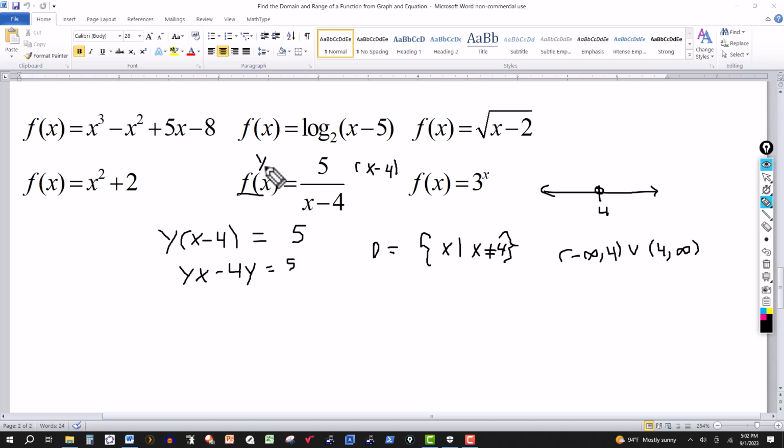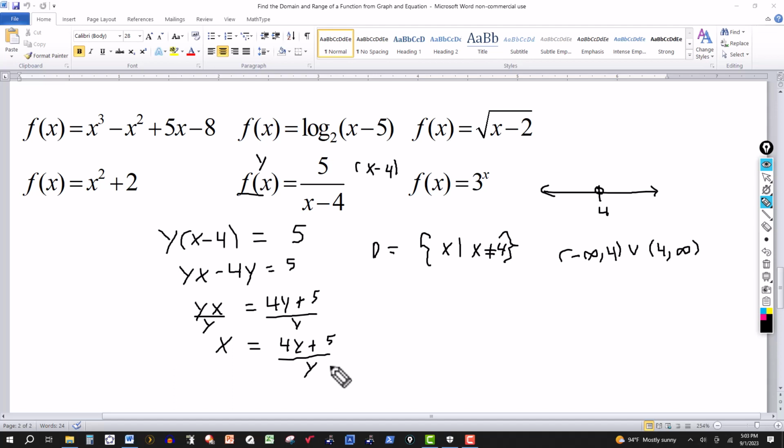So the original one is solved for y. All I'm going to do now is solve this one for x. So I added 4y to both sides to isolate the x term, and then I divide both sides by y because I want to isolate the x. So this tells me that x is equal to 4y plus 5 over y.